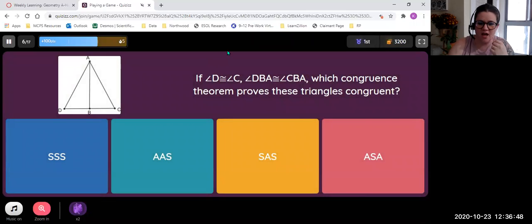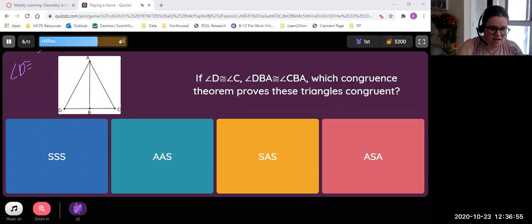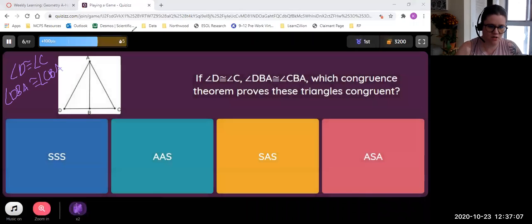All right. If angle C, so I should write this down so I know it. It's going to say that angle D is congruent to angle C, and I'll show you what that means in just a second. DBA, they use 3 letters on this one, and I'll explain why in just a minute. And then which congruence theorem proves these triangles are congruent? All right, let's open it up.